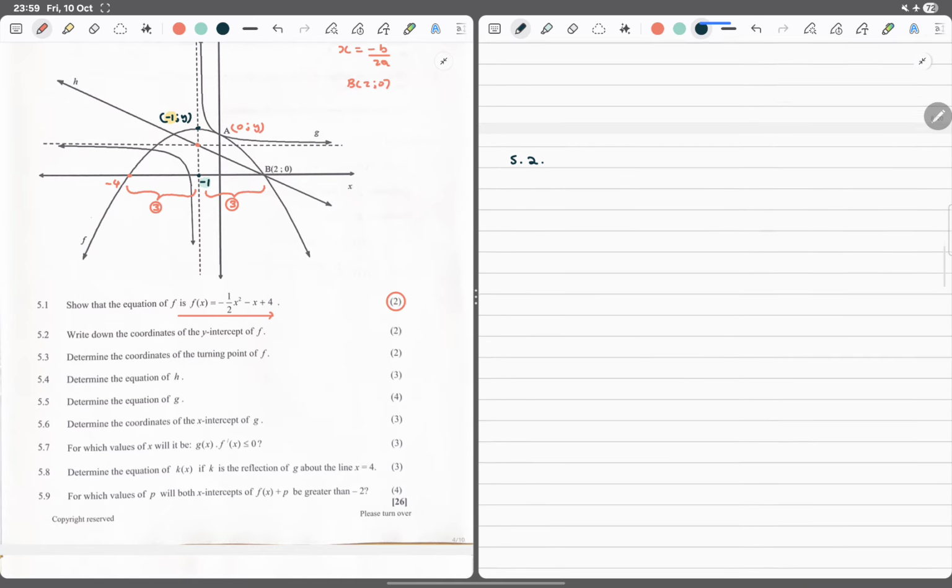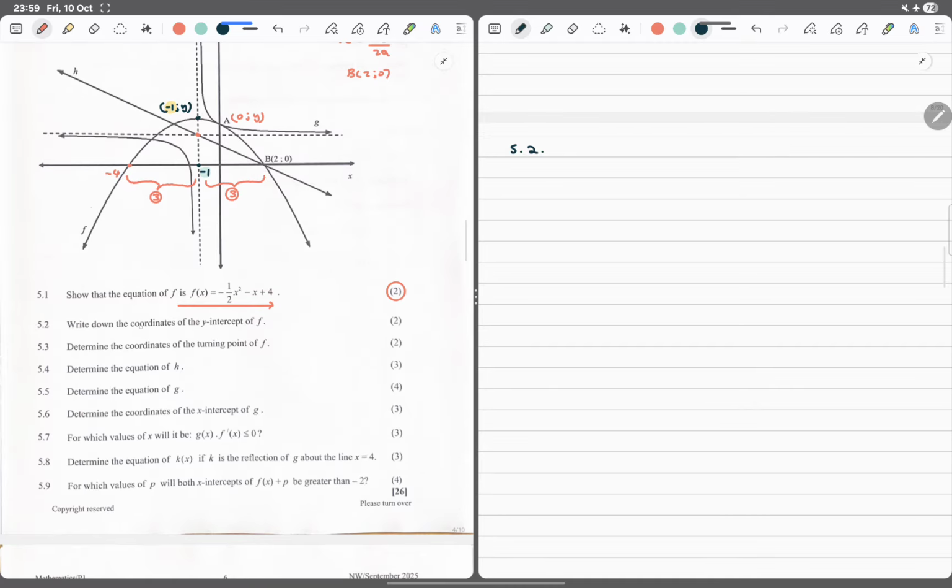Okay, 5.2 says we need to write down the coordinates of the y-intercept of f. This is easy. This is (0, 4), and essentially that value there is 4. So that's easy, 2 marks. Essentially this could easily be given 1 mark.